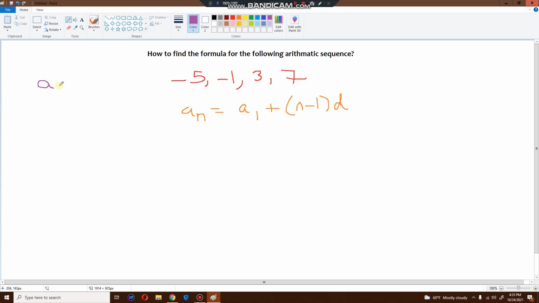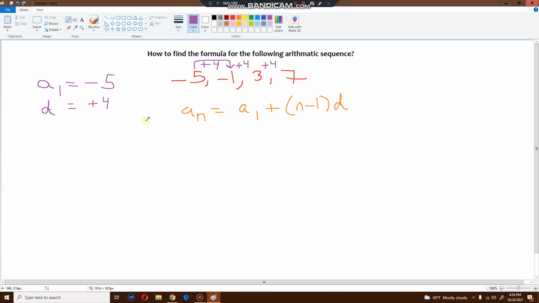Okay? Well, let me get my numbers. I know that a sub 1 is my first number of the sequence, and that's minus 5. So let me write that minus 5 over here. My d, the common difference, means how did I go from minus 5 to minus 1? It's increasing, so I'm definitely adding something, and it looks like I'm adding 4. I'm not sure though, so let me double check my other ones. Minus 1 to 3, I have to add 4. Minus 1 plus 4 equals 3. That's correct. How about 3 plus 4? Will that give me 7? That is correct. So my common difference is a positive 4.